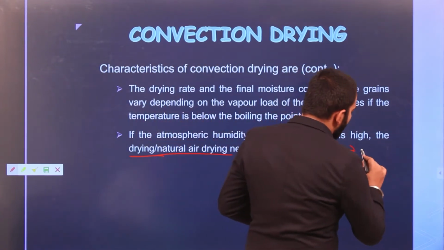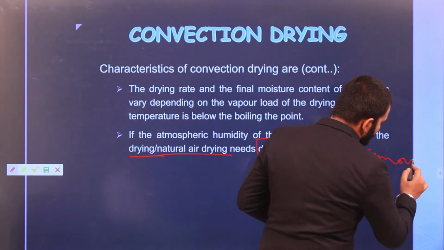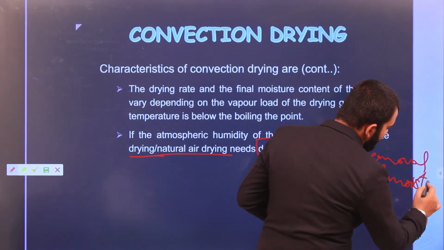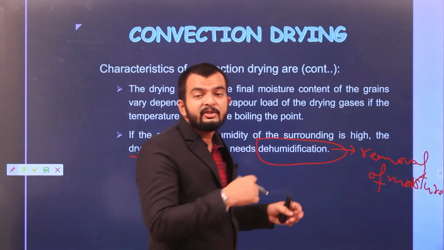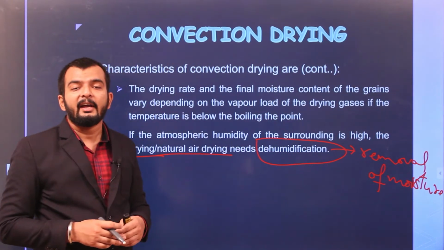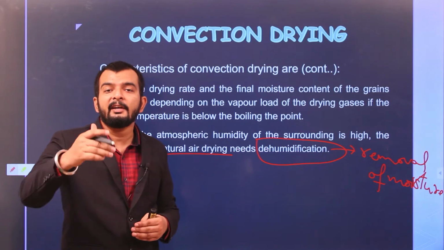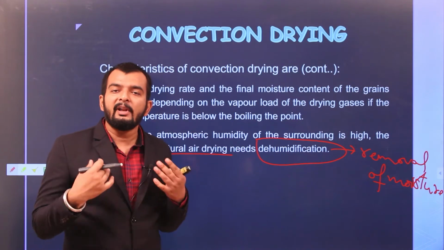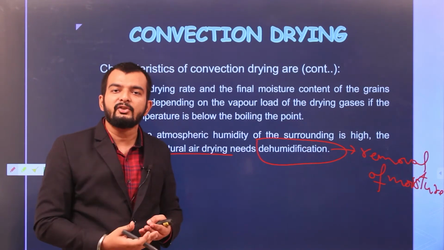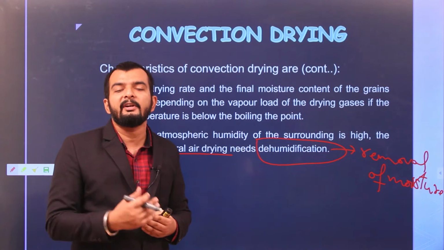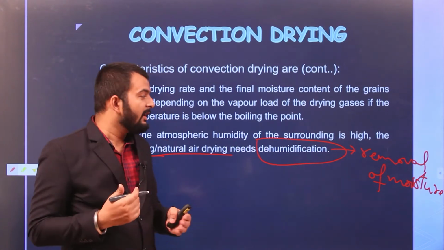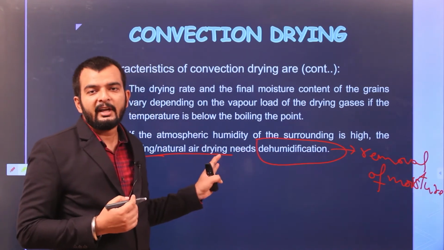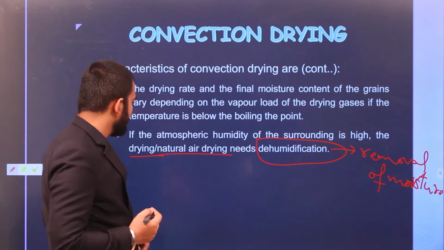Dehumidification is removal of moisture, removal of moisture from the air in this case. So first we need to remove the moisture from the natural air. After removal of the moisture, the relative humidity of the natural air will decrease, right? So the capacity of this natural air to absorb moisture from our food material or our grains will increase. Then, after dehumidification, we can use the natural air for the purpose of drying.